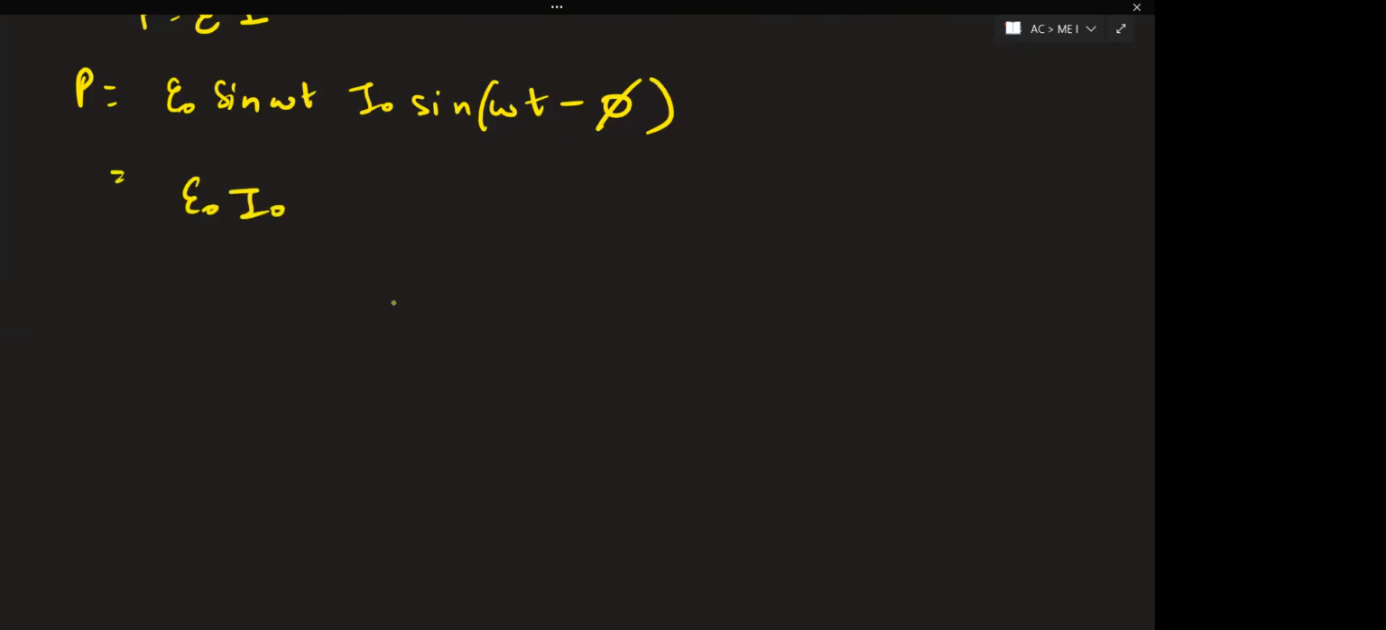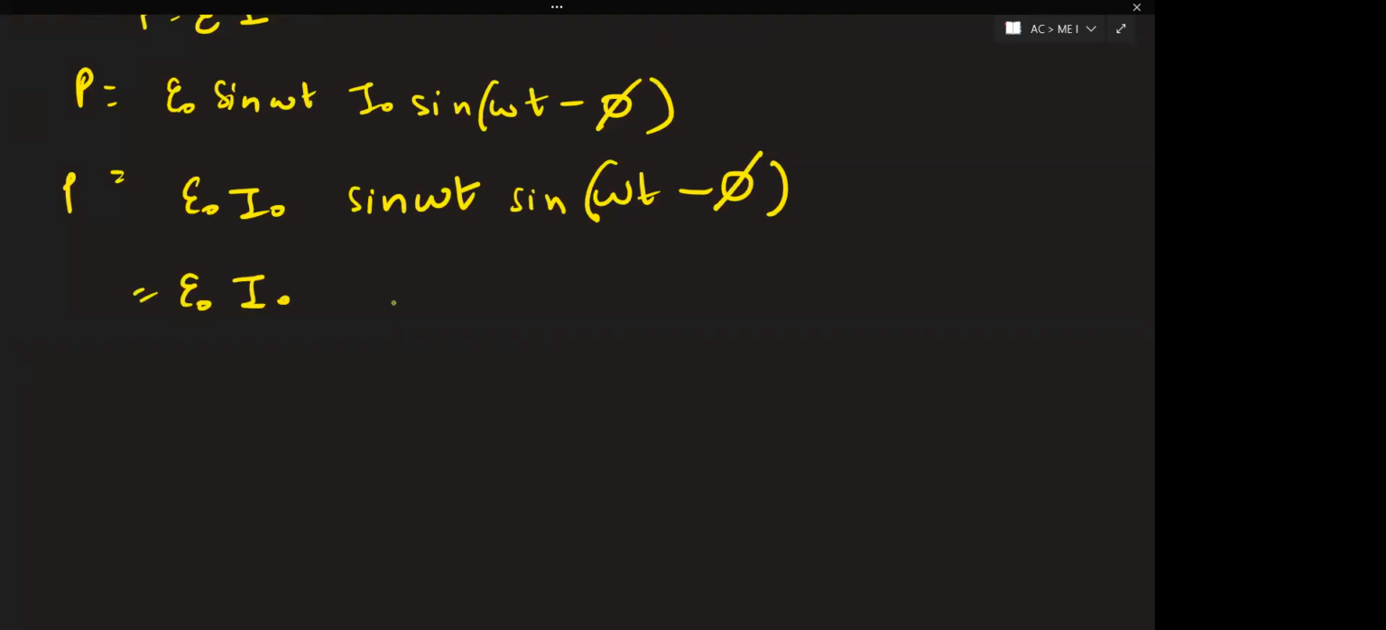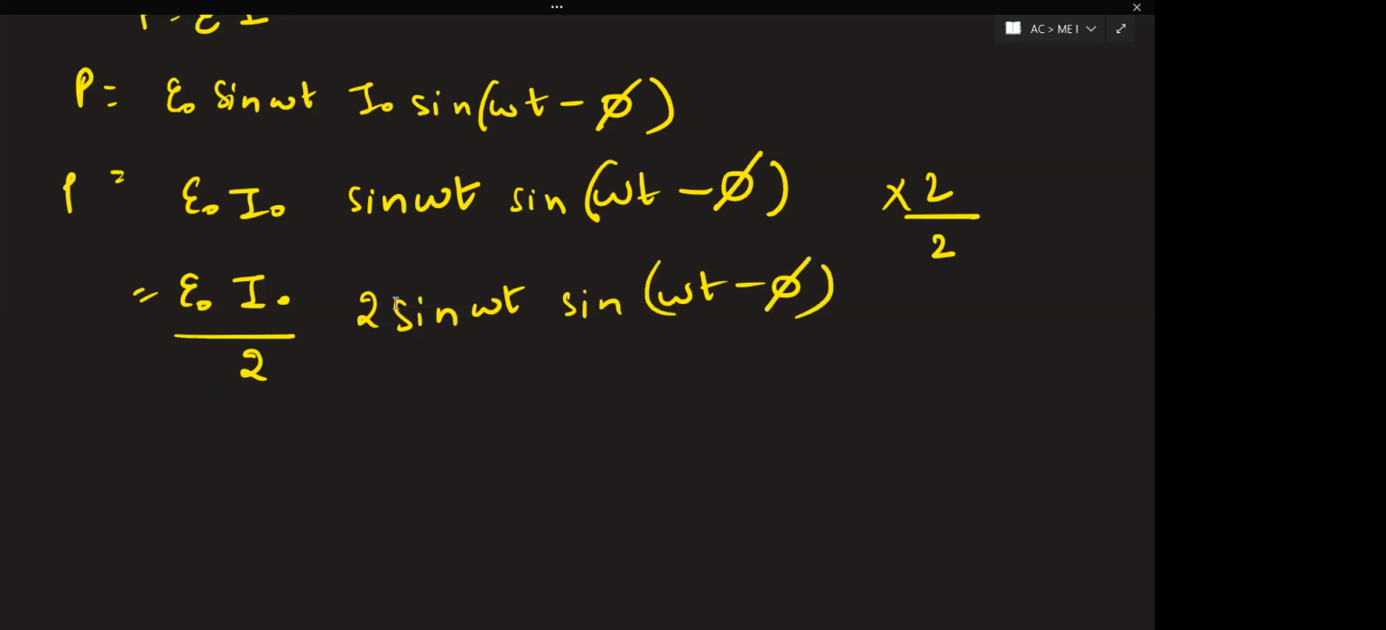Now see, if this is power, let's rearrange this. This becomes E naught I naught sine omega t, and this term sine omega t minus phi. All right, this is power. Now we have to simplify this. See, sine into sine. If you use an identity, you will get E naught I naught by 2. I'm just multiplying 2 above and below because I want to use one identity. Now why am I doing this? Because this identity will now be valid.